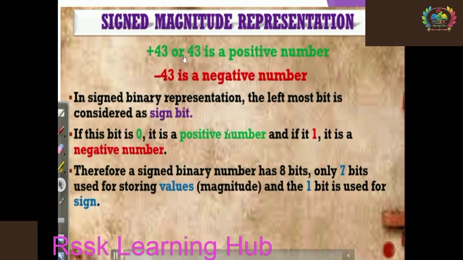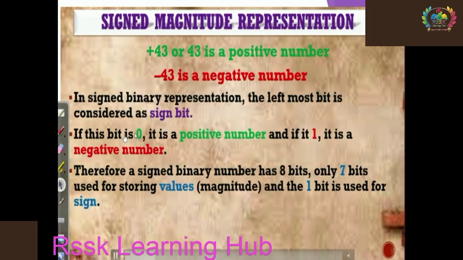If you don't indicate anything, it also means a positive number. A negative number should be followed by what? Minus 43. So minus 43 indicates your negative number value. Now see this part here, the sign should be in the leftmost position. Here the sign is represented as minus. This is called the sign bit.